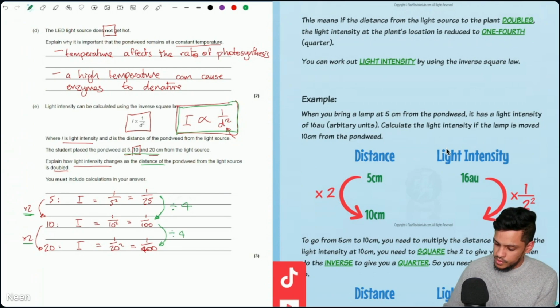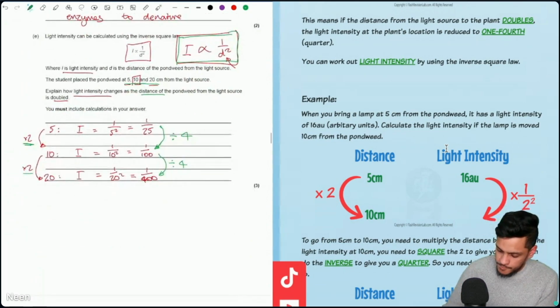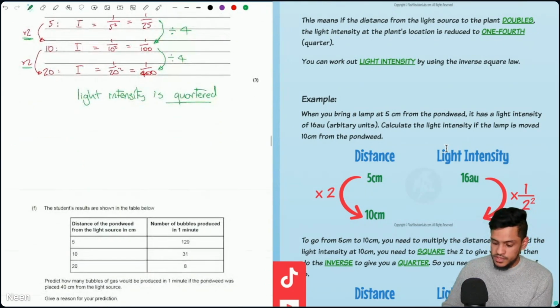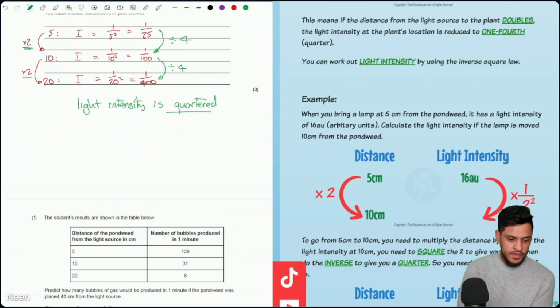4 times smaller. So the question asks, explain how light intensity changes as distance of pondweed from the light source is doubled. You would say light intensity is quartered. If you're dividing it by 4, that basically means you're quartering the number. You'd say light intensity is quartered. But yeah, I'd say that's quite a difficult question for GCSEs. Let me know if you want me to explain that again.